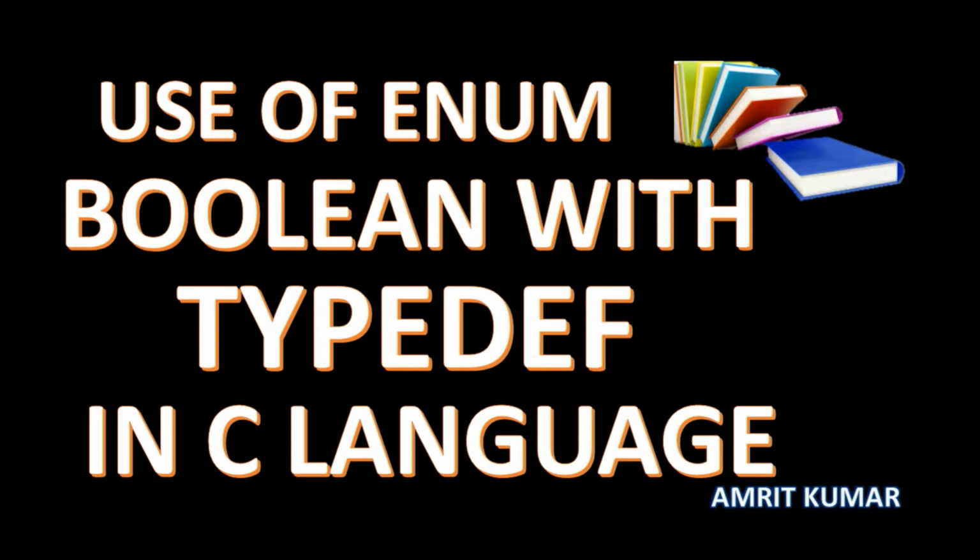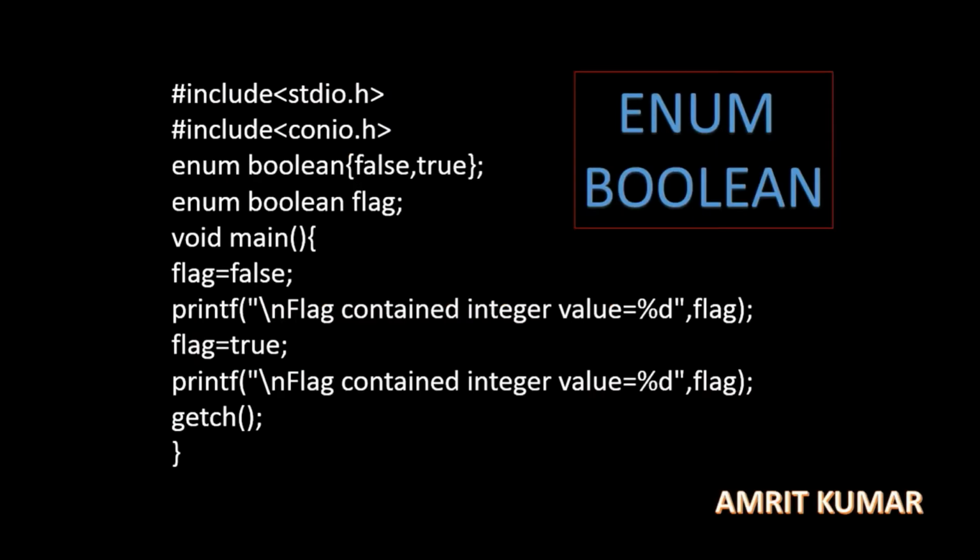You know about the Boolean? Yes, you are right. It means it can be true or false. Boolean means the statement that is going to be true or false. So let's look at the use of Enum Boolean with Typedef. Here is the program in which I am dealing with the concept of Enum Boolean. So how will we use the Boolean in C language? Because Boolean is a true or false statement.